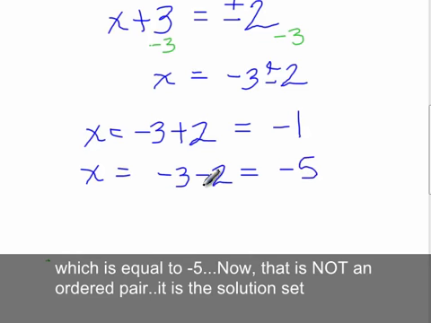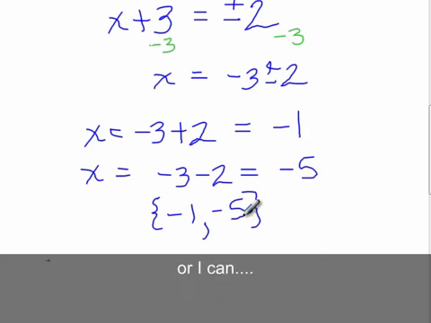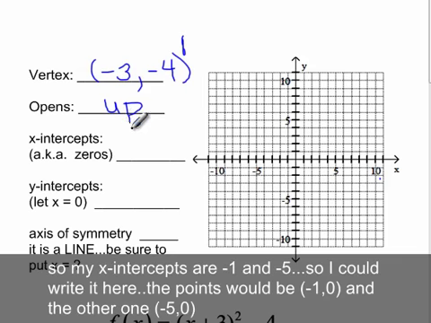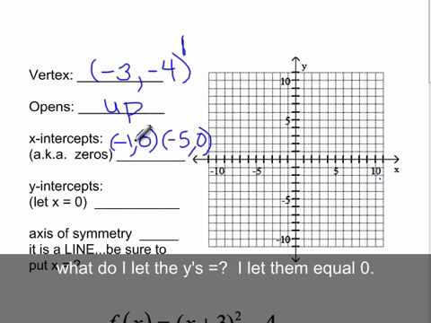Now that's not an ordered pair. This is just the solution set negative 1, negative 5. I can write it in those squiggly lines. That means these are my two answers. These are my two x-intercepts. So my x-intercepts are negative 1, negative 5, so I could write it up here. So one of them is negative 1, so the point is (-1, 0), and the other point would be (-5, 0). Remember, when I look for the x-intercepts, what did I let the y's equal? I let them equal 0.